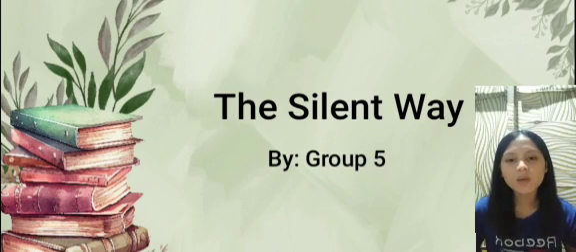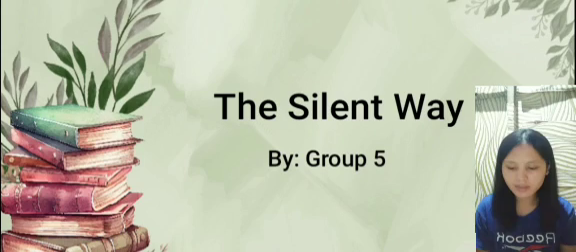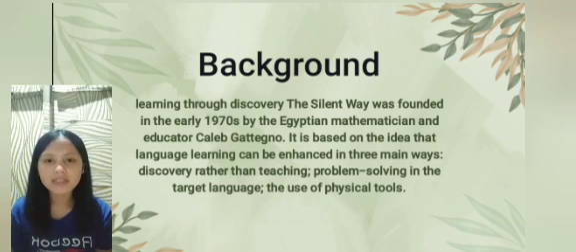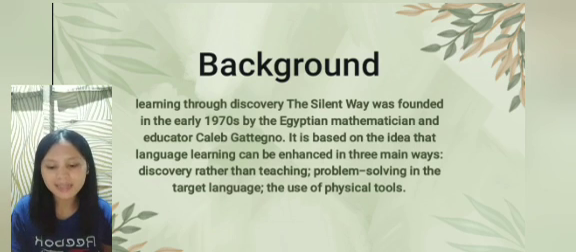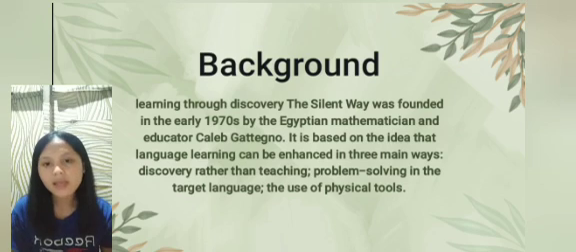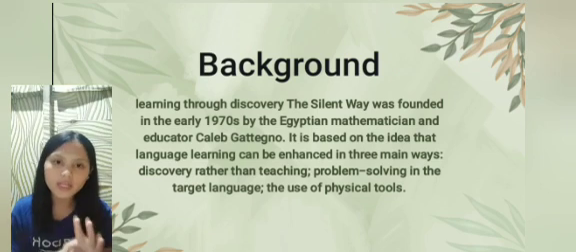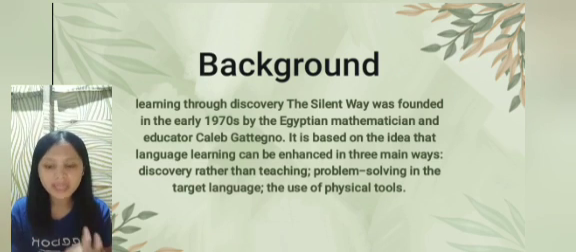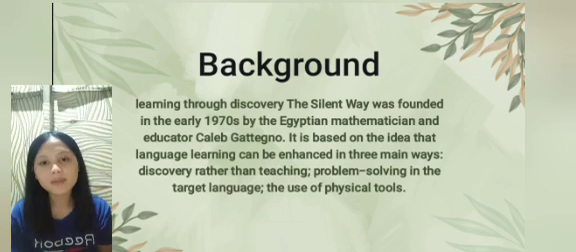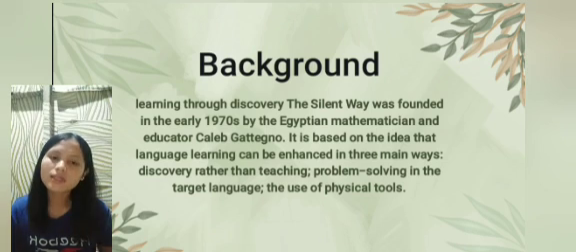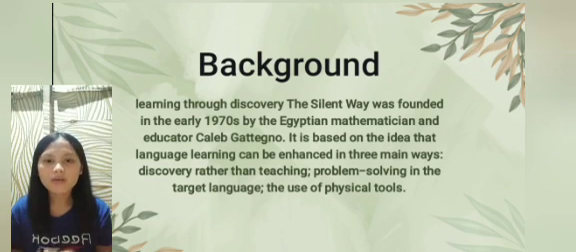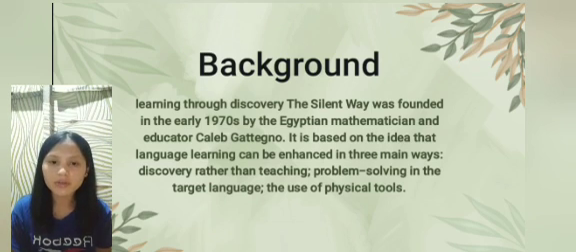Hi everyone, now we have here the Silent Way method. The Silent Way was founded in the early 1970s by Egyptian mathematician and educator Caleb Gattegno. It is based on the idea that language learning can be enhanced in three main ways. First, discovery rather than teaching; second, problem solving in the target language; and last, the use of physical tools.